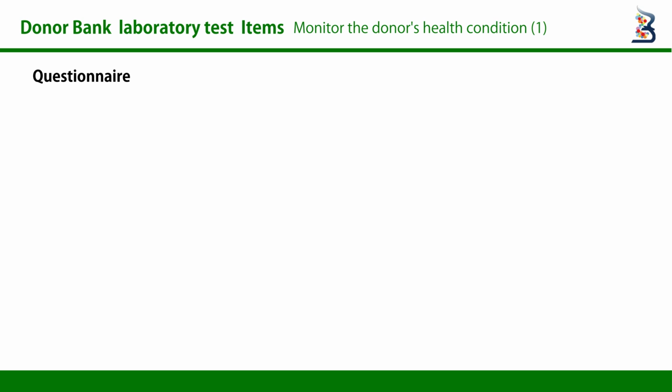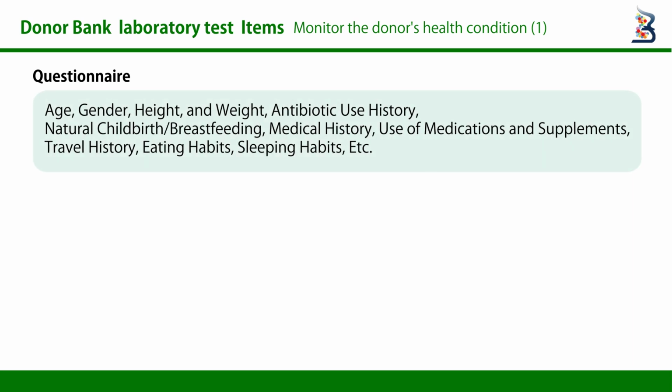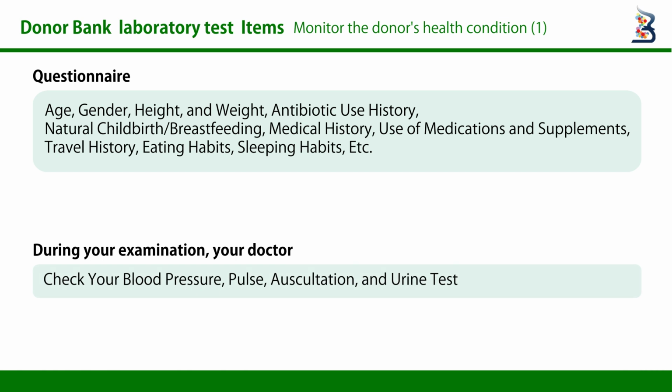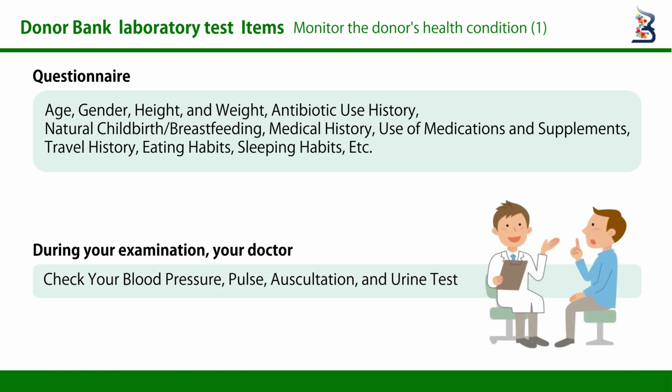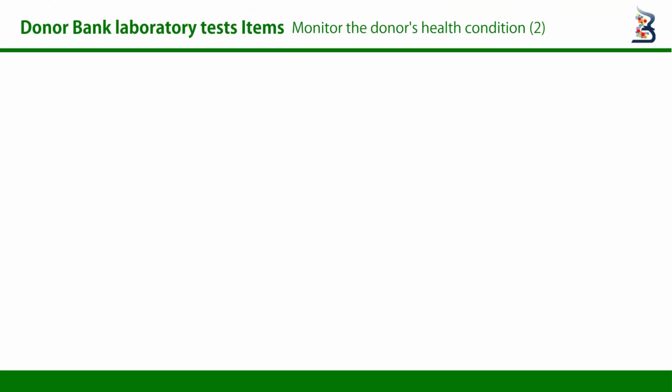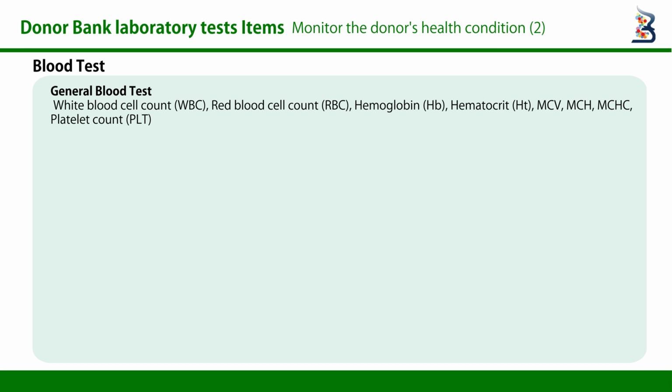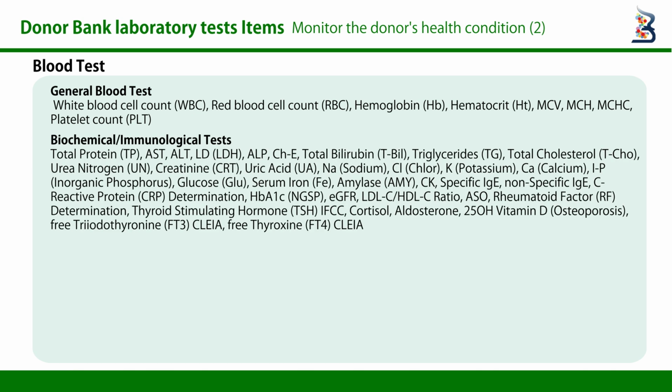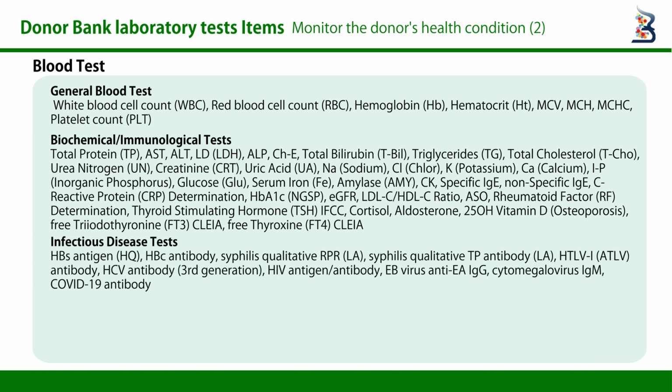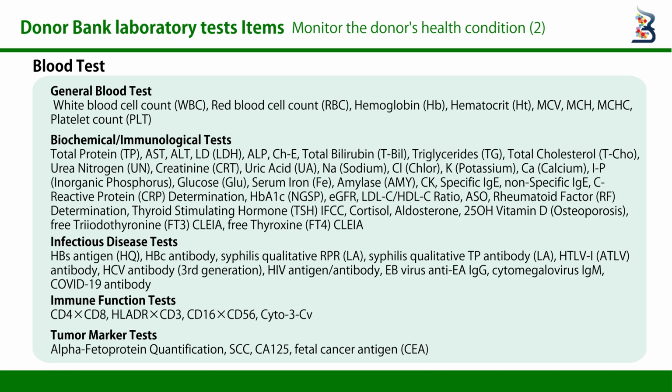The first slide is a test to monitor the donor's health condition. In the questionnaire, we confirm the donor's age, gender, height, weight, and other health-related information. During the examination, the doctor will check blood pressure, pulse, auscultation, and urine test. In the blood test, we conduct 8 general blood tests, 35 biochemical immunological tests, 9 infectious disease tests, 4 immune function tests, and 4 tumor marker tests.